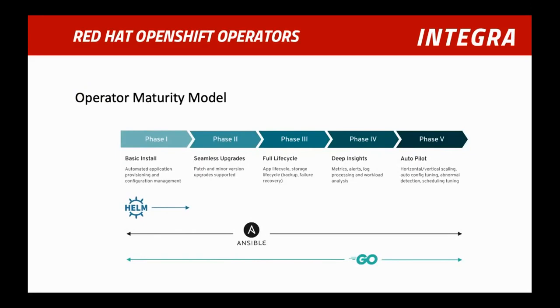We also have the operator maturity level. The Helm SDK can be used to basically do a basic installation of an operator or a Kubernetes application. But with operators, you can go as far as building a seamless upgrade, creating the whole full life cycle, even deep insights, or make it fully autopilot where the application automatically scales vertically and even horizontally. It will automatically detect anomalies and schedule tuning for itself. All of this could be written in Ansible, Go, or any other programming language that you want.